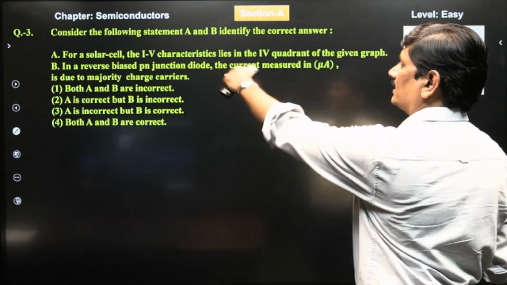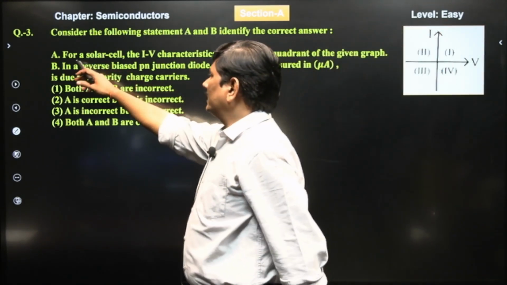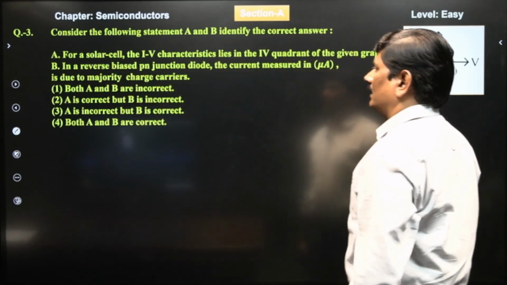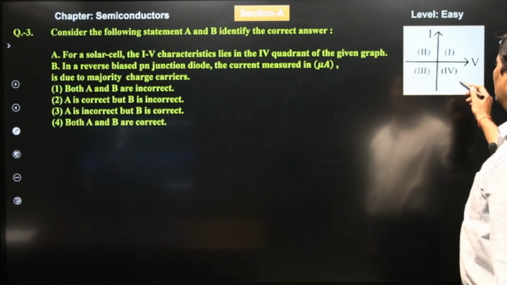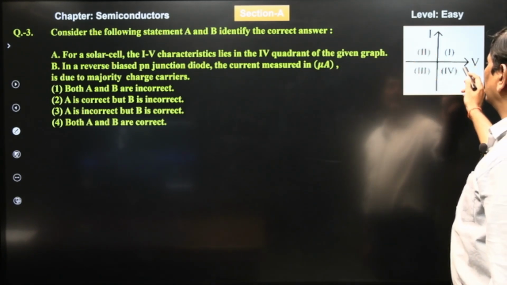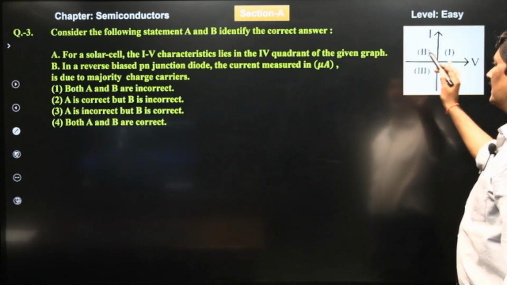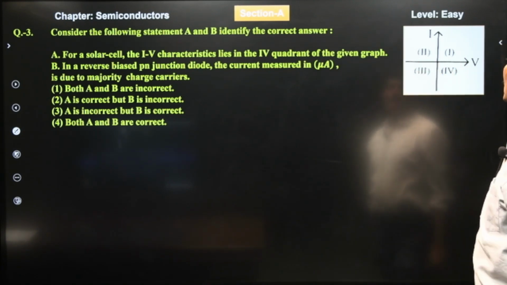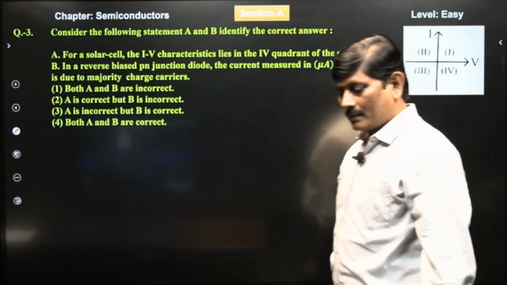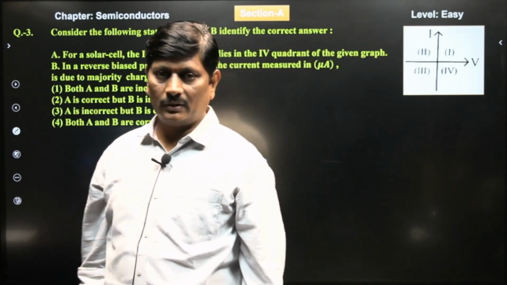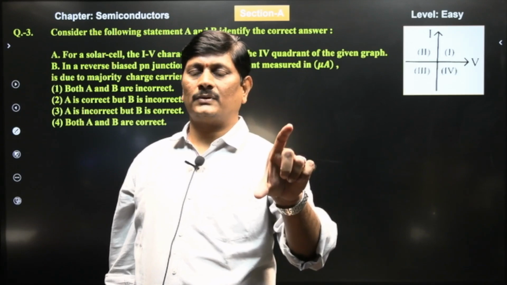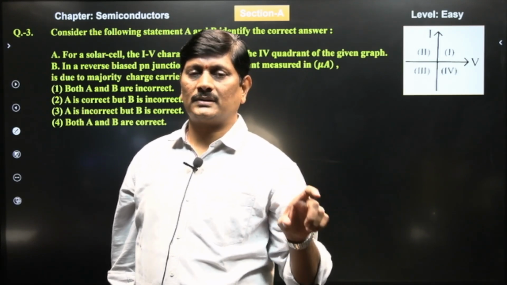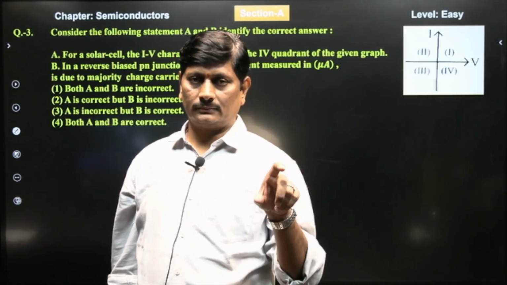Okay. So here you are given the first statement. For a solar cell, the IV characteristics lies in the fourth quadrant. So this is the fourth quadrant. In this fourth quadrant, solar cell IV characteristics are represented. That is the statement given. Actually, in the biasing of a diode, we know forward bias is there, reverse bias is there. Forward bias is represented in the first quadrant, reverse bias is represented in the third quadrant. We know that.